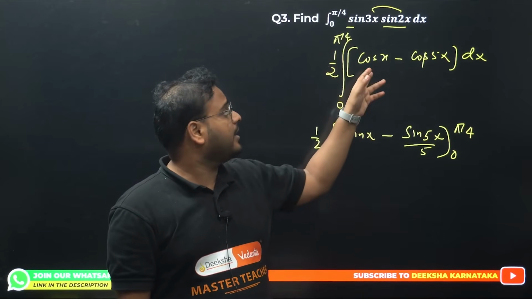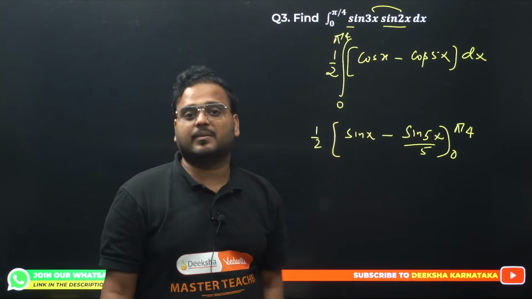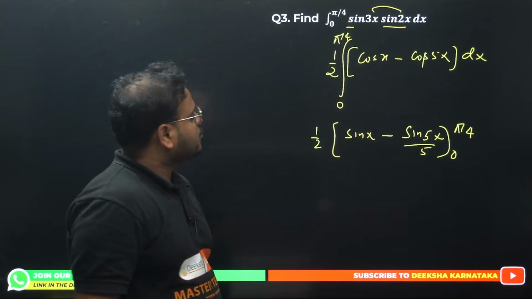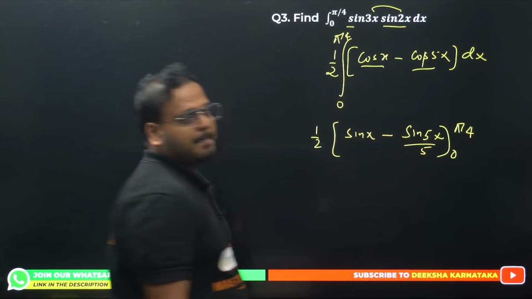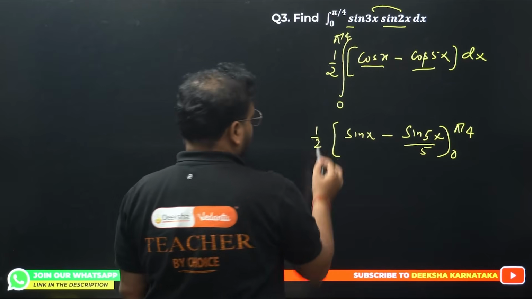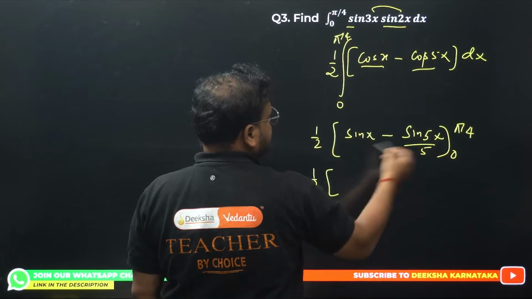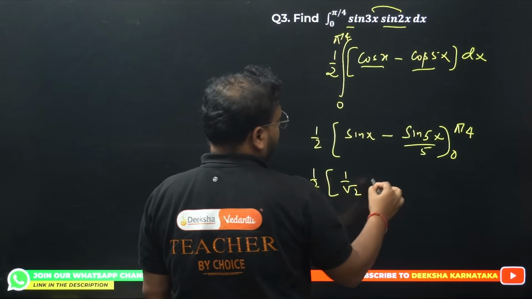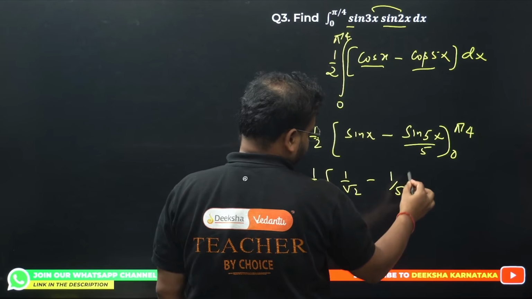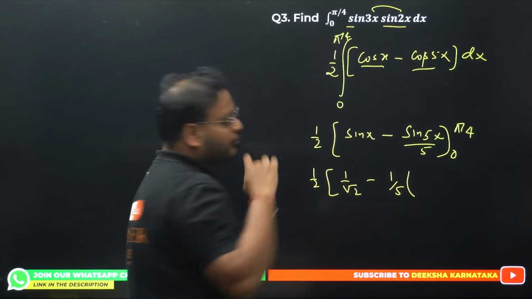Sorry, cos of a minus b and cos of a plus b. Okay, correct. So the integration of cos x is sin x, and cos 5x is sin 5x by 5. Superb. Have a look, I have 1 by 2 outside. Sin pi by 4 is going to be 1 by root 2. And over here I have 1 by 5 outside, sin of 5 pi by 4.